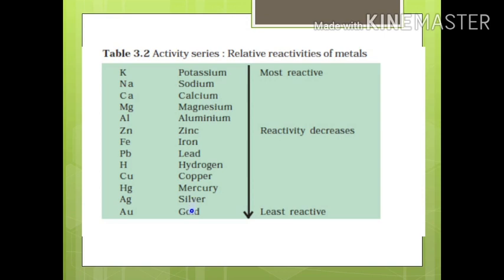mercury, silver and gold. So when a displacement reaction is taking place, iron is more reactive than lead, so iron can displace lead from its solution. But lead is less reactive than iron, so lead cannot displace iron from its solution. Iron is more reactive, so iron can displace the lead, but lead cannot displace the iron. This is the most important point in the displacement reaction: which metals can displace which elements. For that you need to study the reactivity series of the metals.